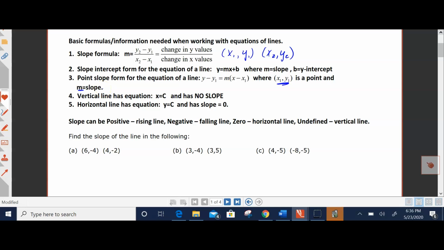Another thing we need to recall is that the equation of a vertical line is always x equal to a constant, and a vertical line has no slope. A horizontal line always has an equation y equal to a constant, and a horizontal line has zero slope. So there's a difference between no slope and zero slope. Sometimes we say a vertical line has a slope that's undefined.